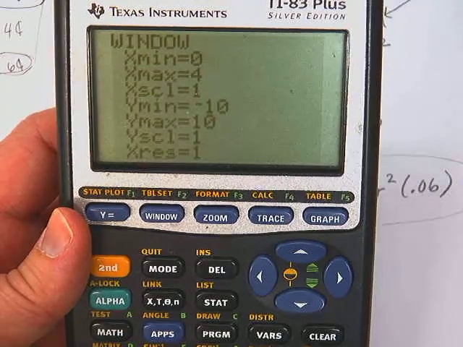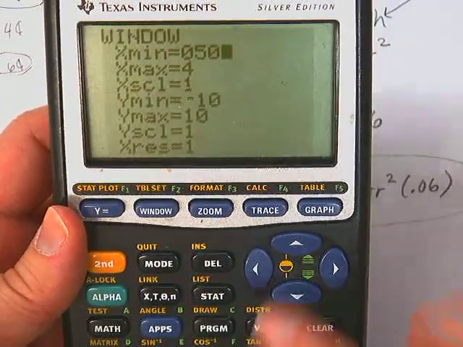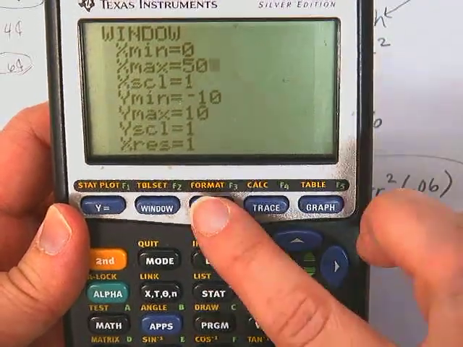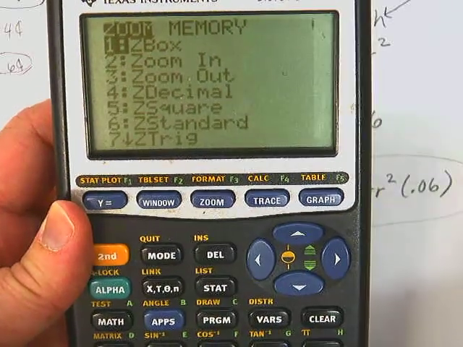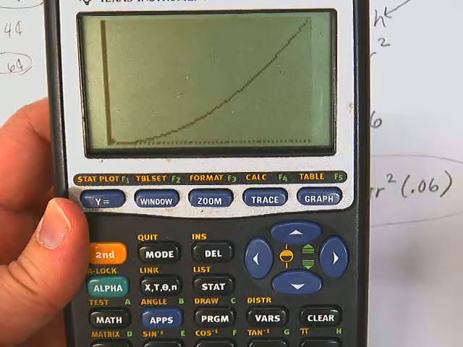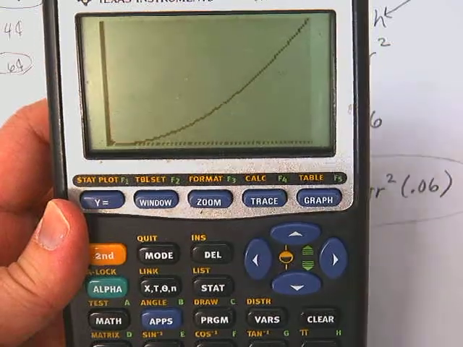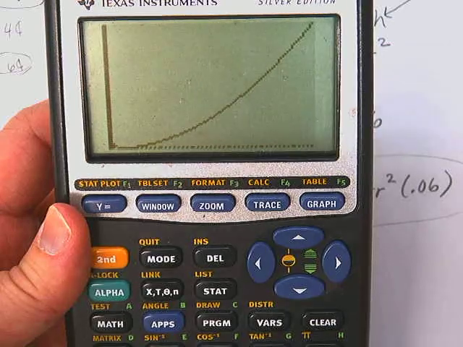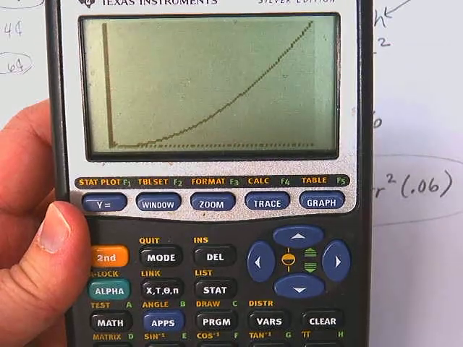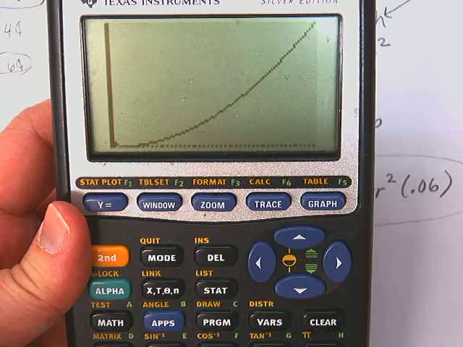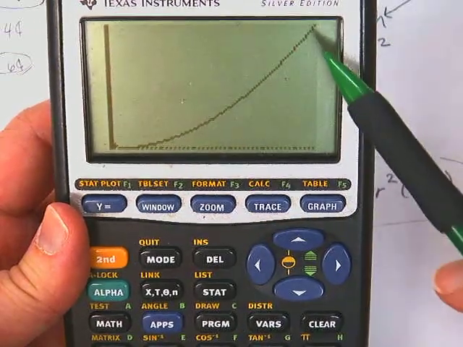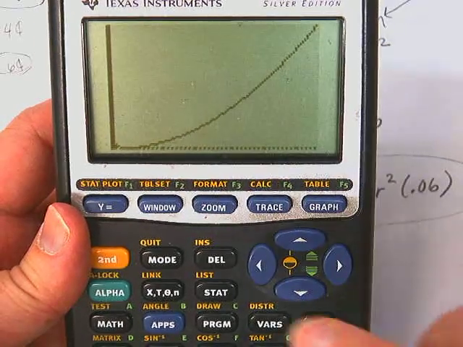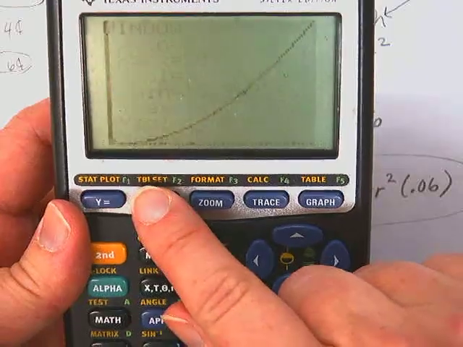It's going to be bigger than that if the volume's 500. Just a shot in the dark, I don't know, 50? Let's go with 50, see if it's big enough. So let's do 0 to 50, and then I'm going to do zoom fit. So there's the function, but I don't think I'm seeing enough of it.